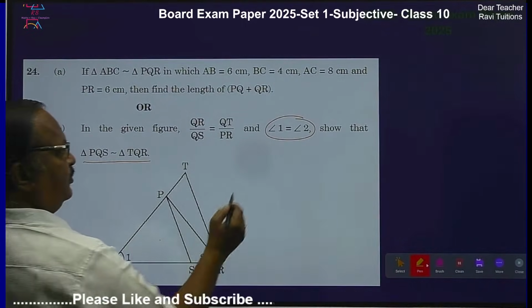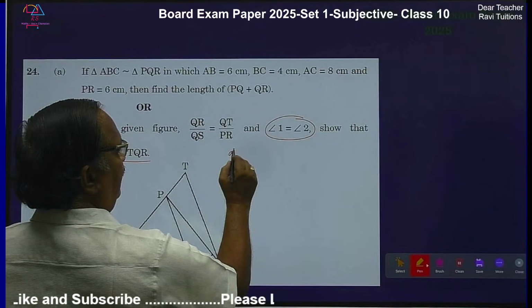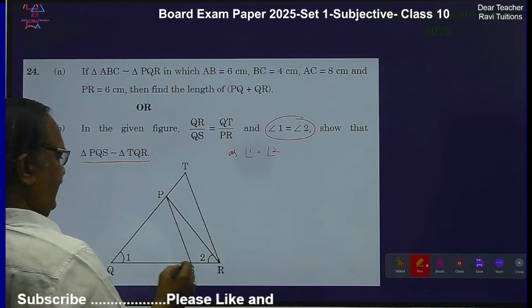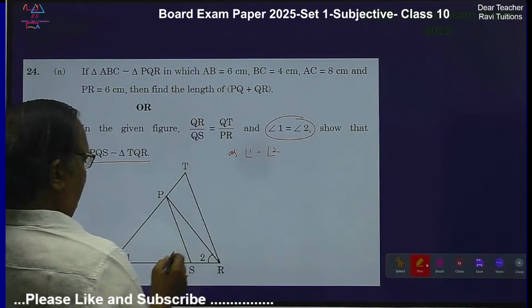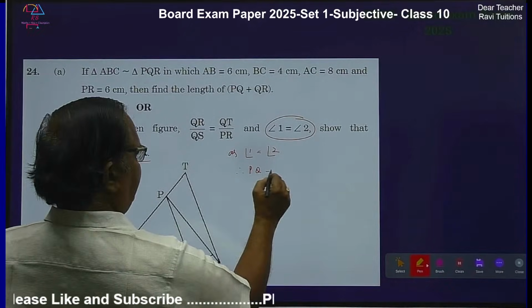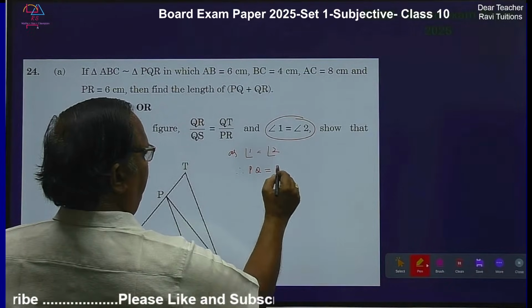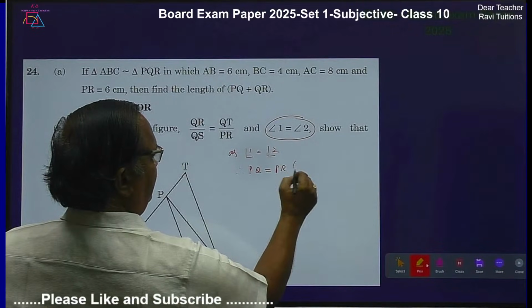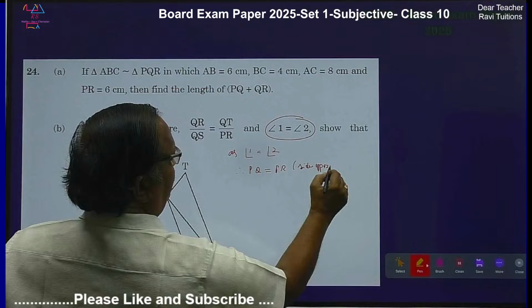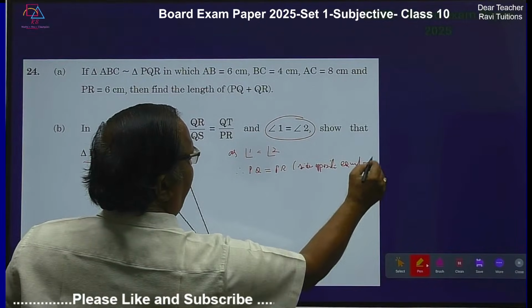Angle 1 is equal to angle 2. As angle 1 is equal to angle 2, therefore opposite sides are equal. Therefore PQ is equal to PR. Sides opposite to equal angles.